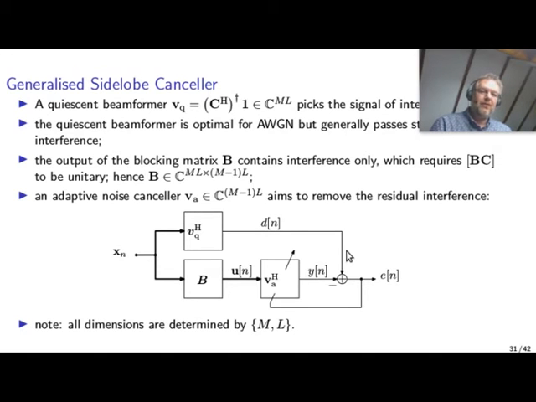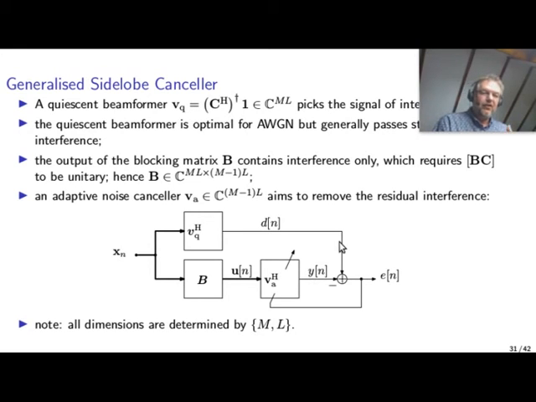and that works in two steps. The first step is the upper path of the diagram that you see at the bottom. We have what's called a quiescent beamformer V sub Q here. And this beamformer is derived from the constraints and simply extracts the signal of interest plus any components that might be in the environment as well. And it tries to suppress these as best as possible based on omnidirectional noise.